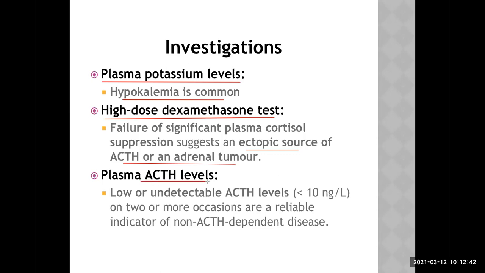Another is plasma ACTH level. Low or undetectable ACTH level, that is less than 10 nanogram per liter on 2 or more occasions, is a reliable indicator of non-ACTH dependent disease, mainly the adrenal diseases, which do not depend on excessive ACTH level. It means you just try to find out what is the cause of Cushing syndrome here.